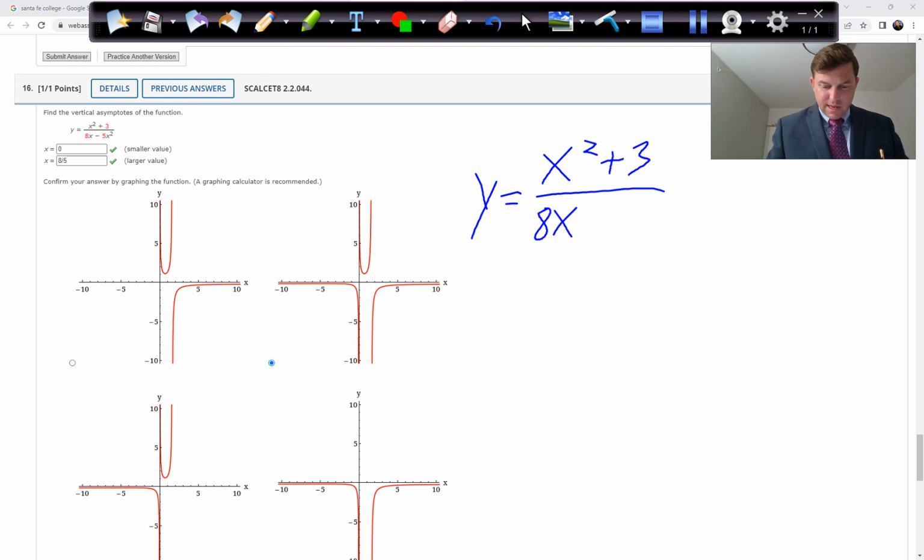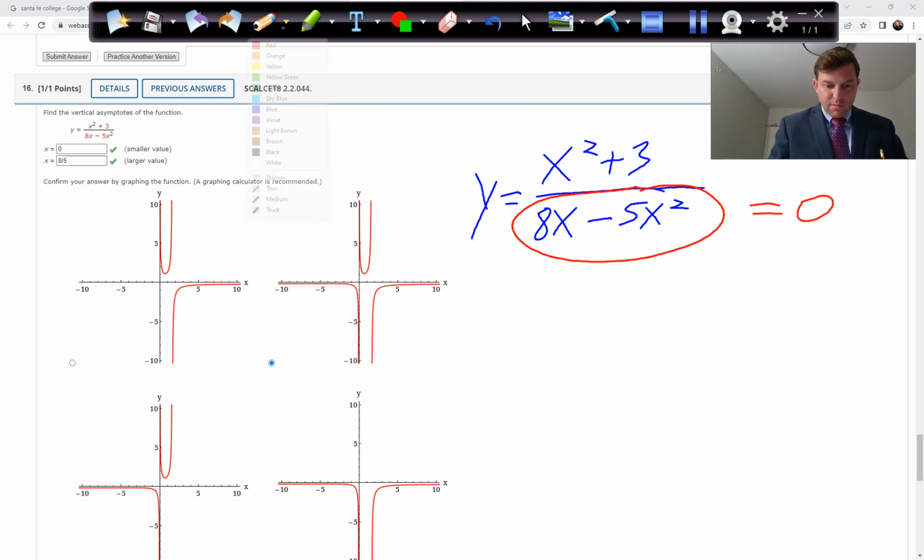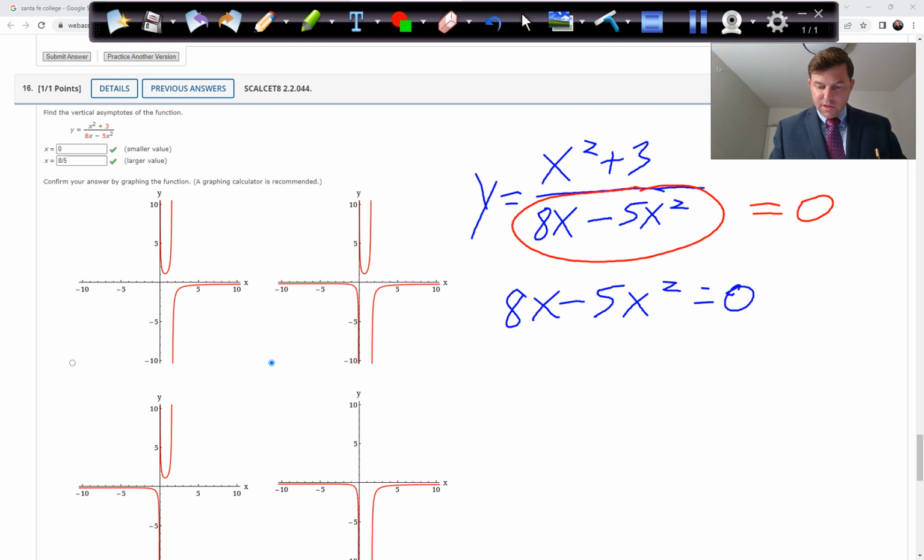So we have 8x minus 5x squared. To find asymptotes, you set this equal to 0, because you can't divide by 0, so it's going to tell us the x values that make that become 0. So we set the denominator equal to 0. We can factor out a common x.